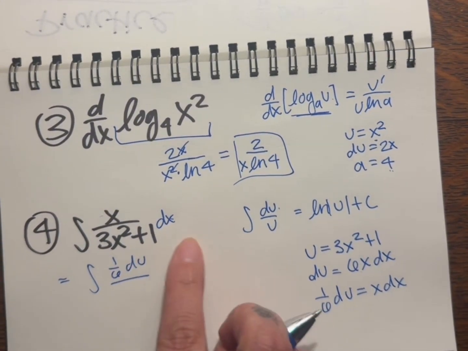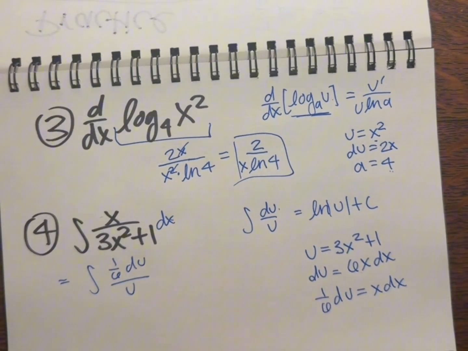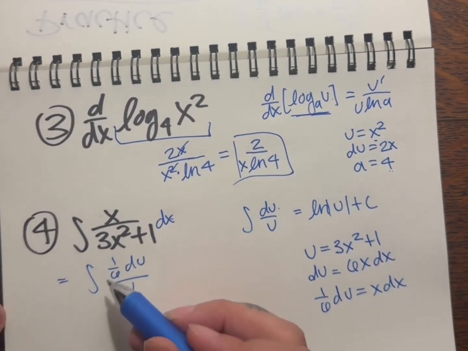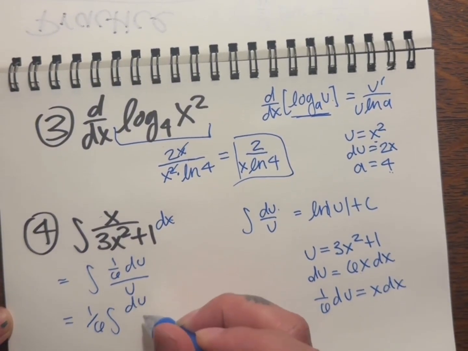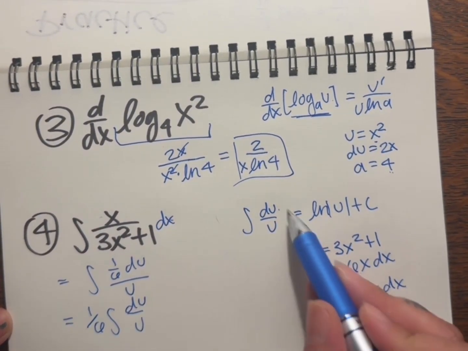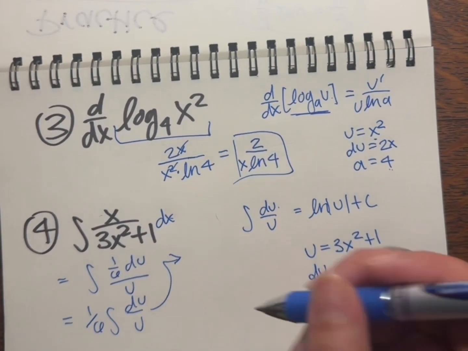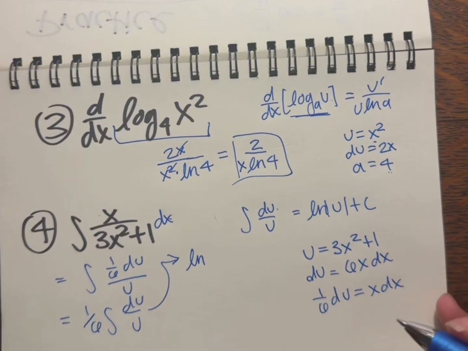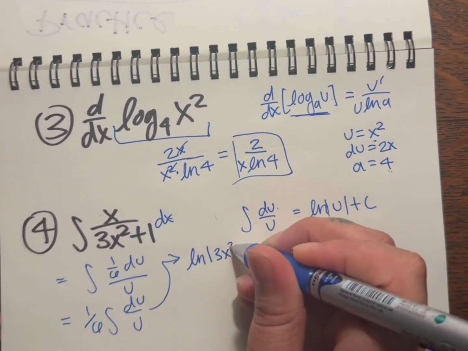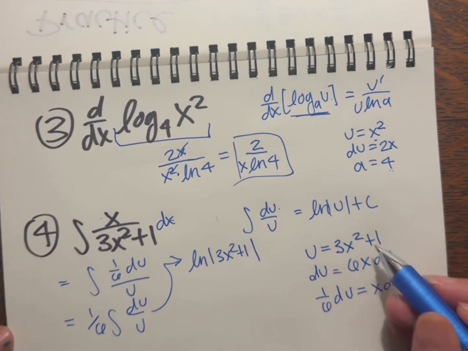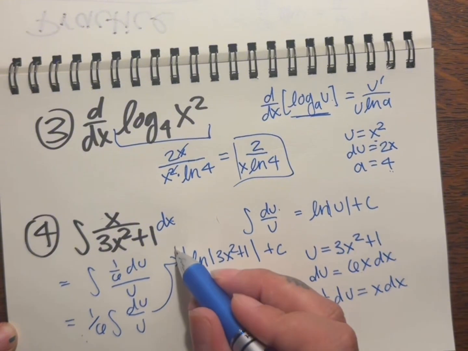Over u. I set u to 3x squared plus 1, so I'm putting a u there. And I could move the 1/6 to the front. Now I have it in the format that I want so that I could easily find the integral. So it is going to be ln of u, which is 3x squared plus 1, plus c. And then don't forget the 1/6 at the front that we have to multiply by.